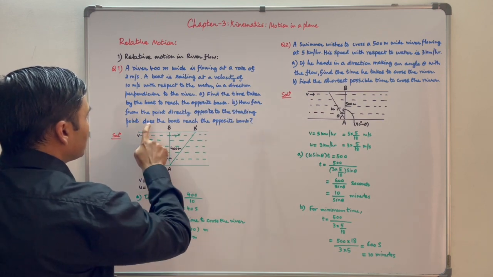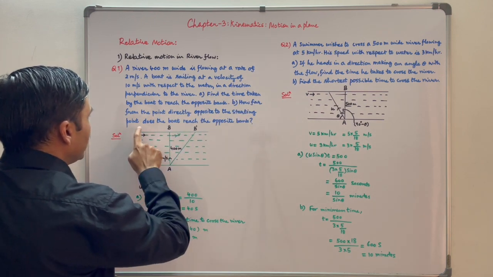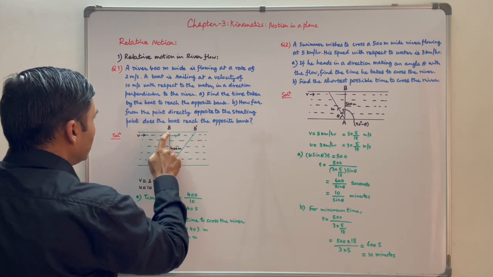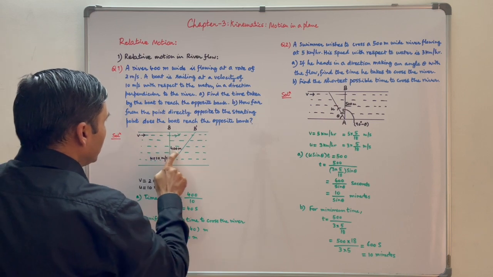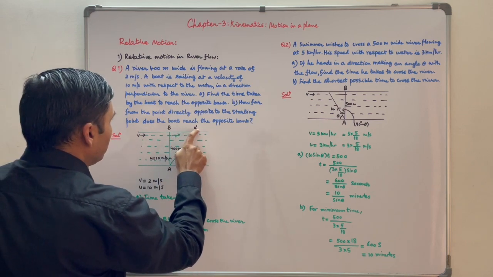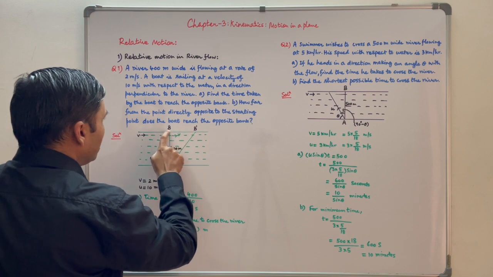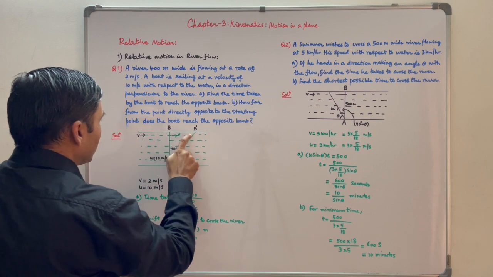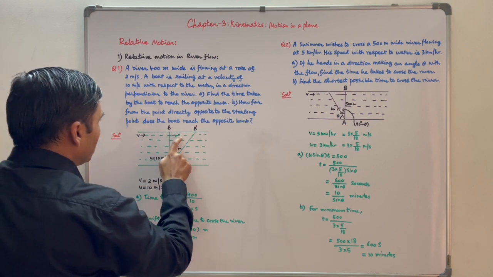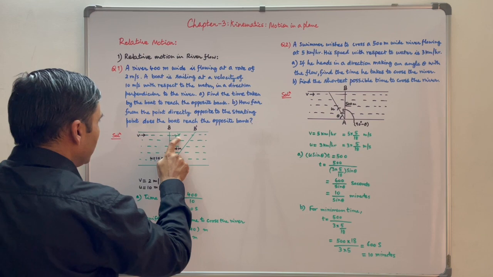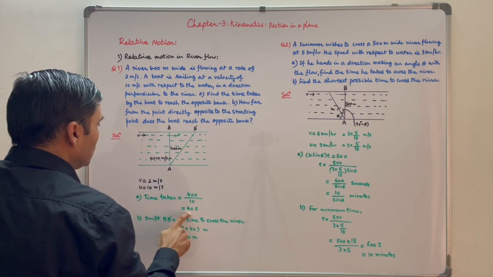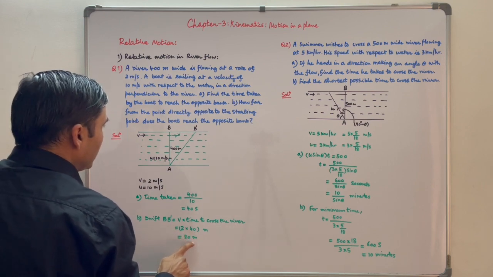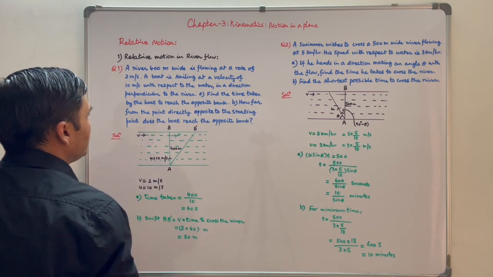Part B, how far from the point directly opposite to the starting point does the boat reach the opposite bank? Since the boat is sailing along the line AB, so because of flow of the water, it will end up somewhere at point B dash. So we have to calculate BB dash, that is drift. And drift happens because of the flow of water. So drift BB dash will be velocity of water into time taken by the boat to cross the river. So it will be 2 into 40, that is 80 meter. So BB dash is 80 meter.